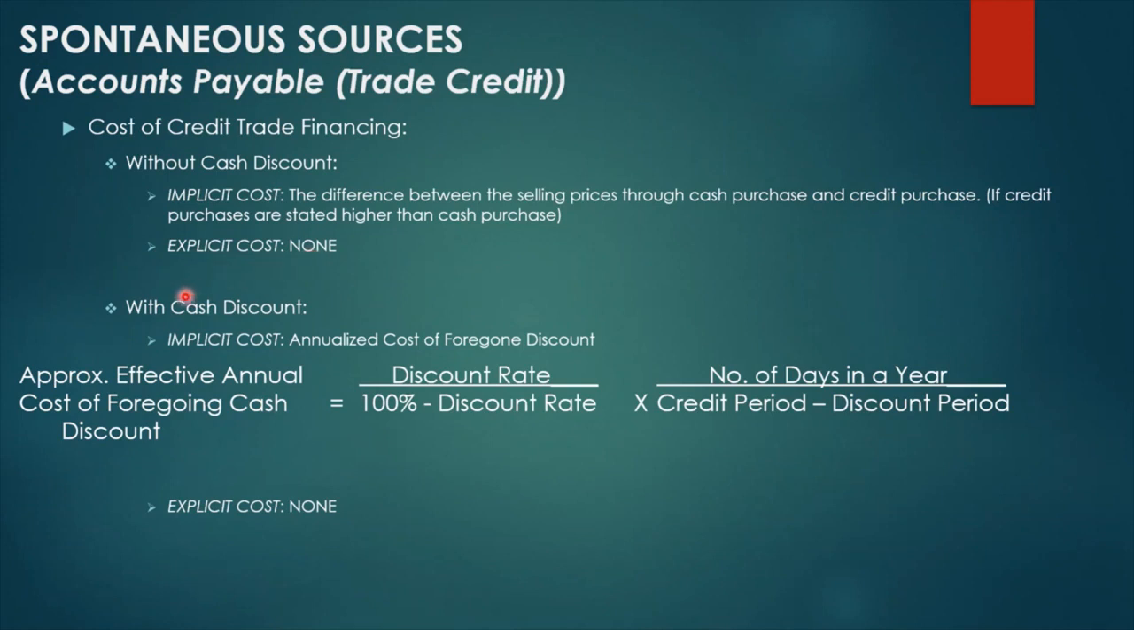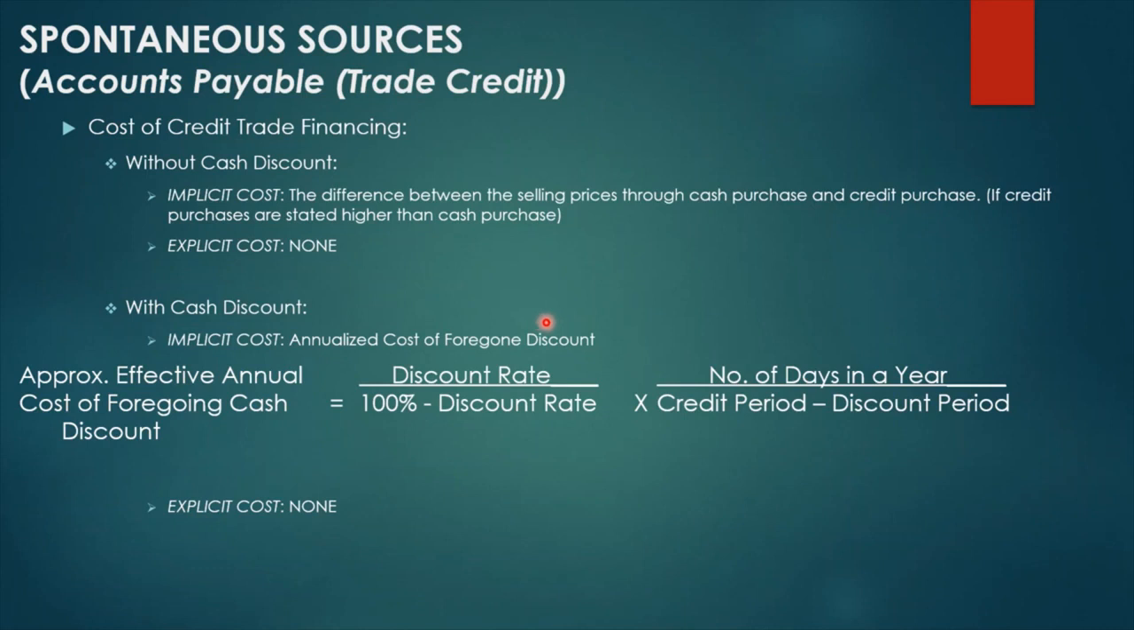Na kapag naman daw may cash discount, paano 'yan? Well, nakalagay dito. Sa implicit cost, mayroon kang cost. Annualized cost of foregone discount. Ang formula nito is approximate effective annual cost of foregoing cash discount. Ito, discount rate divided by 100% minus the discount rate times the number of days in a year divided by credit period minus discount period. Now, anong sense nito? Ano ang pinapertain nito?